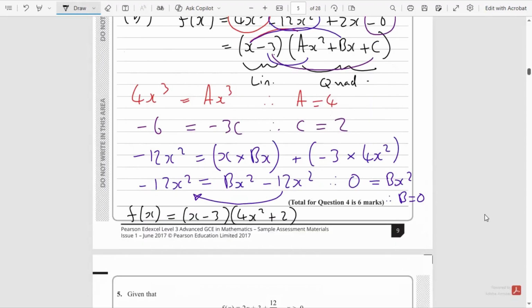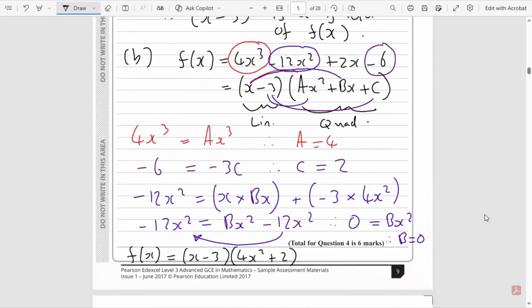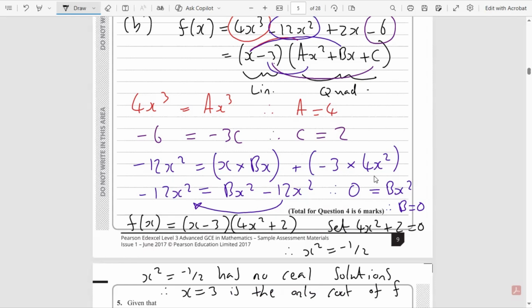Now, the question said to show that x equals 3 is the only root of this equation, f of x equal to 0. In other words, this quadratic factor, 4x squared plus 2, must have no real solutions. So the way we can check that is to set 4x squared plus 2 equal to 0. If we try to solve this, take away the 2 to the other side, divide by 4, we end up with x squared equal to minus 1 over 2. Now, x squared equals minus a half has no real solutions, since when you square root a negative number, that would give you a complex number. So that's not a real solution. So therefore, this means that x equals 3 is the only root of f of x equal to 0.